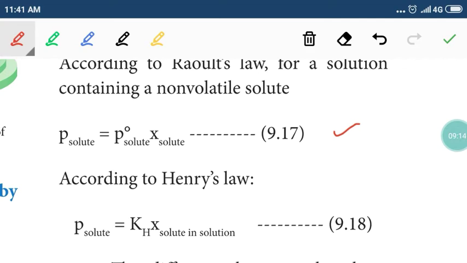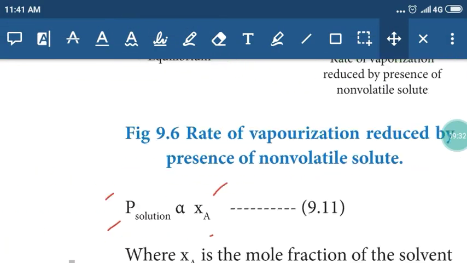Partial pressure of solute is equal to the vapor pressure of pure solvent. So here you have to change it. In the book there is a mistake. You change it as vapor pressure of pure solvent multiplied by mole fraction of solute. Okay. So just now we studied, isn't it?